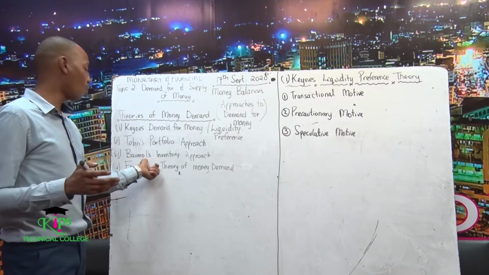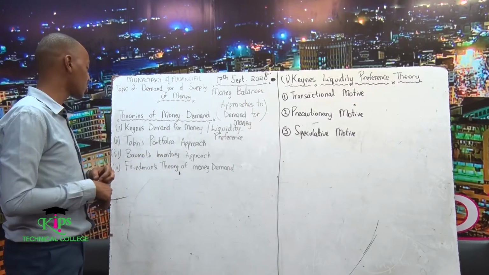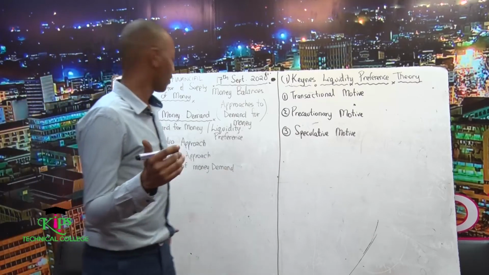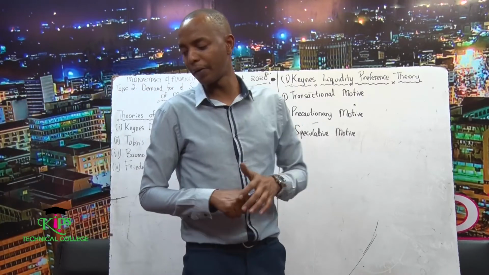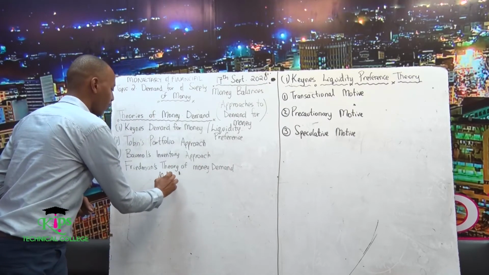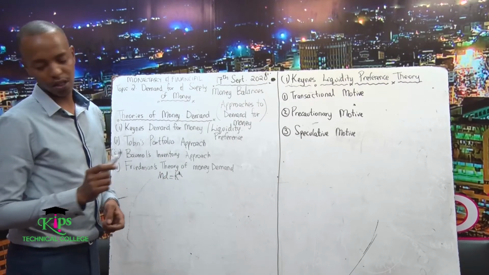Then we had the Baumol's inventory approach, B-A-U-M-O-L, and finally we have the Friedman's theory of money demand. Now this is the one that we had an equation such as that. MD is equal to K what? KPV.